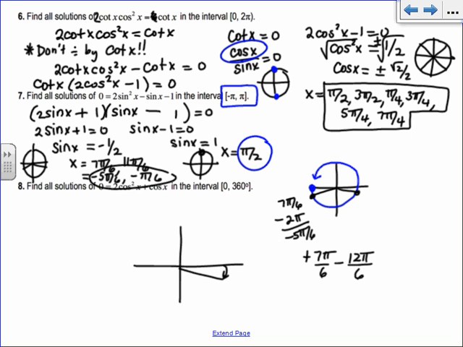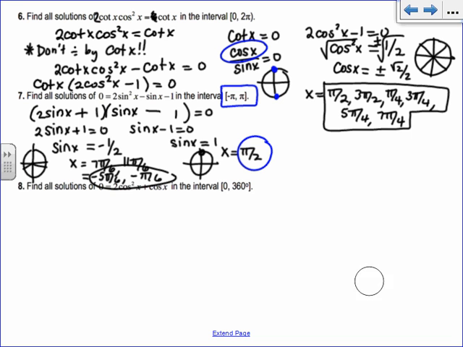So those are our other two answers. Okay. And then on number 8, we want everything between 0 and 360, which you guys always like. You heart degrees. I do not like degrees. I can't even think in degrees. It's really, really hard for me to go back to degrees.